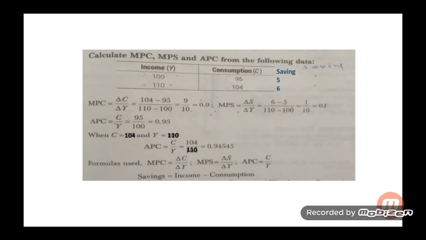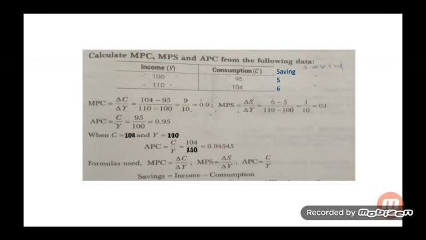Now, to calculate MPC, I had not used the formula MPC plus MPS is equals to 1, because in that formula both the values are unknown. I had used here change in consumption upon change in income. It means MPC is equals to 104 minus 95 divided by 110 minus 100, that is equals to 9 upon 10. Therefore, MPC is 0.9.